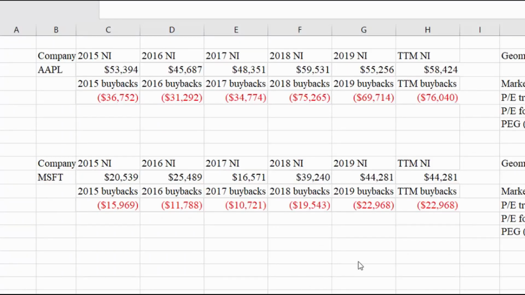Now, you can see a real difference between Apple and Microsoft when you use the PEG ratio. I'm going to compute the PEG ratio manually so I can control the inputs. Even though websites like Yahoo Finance will give you their own PEG ratios, you need to read the fine print on those to see what assumptions they're making. So with my PEG ratio, I'm going to look at their net income or their earnings over the past 5 years, and I'm going to use that to estimate a growth rate for the future earnings.